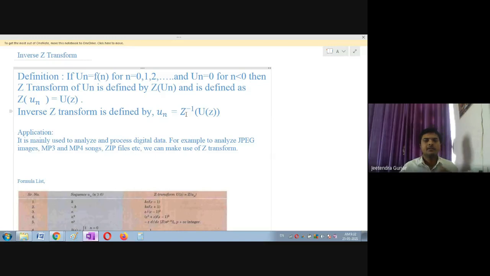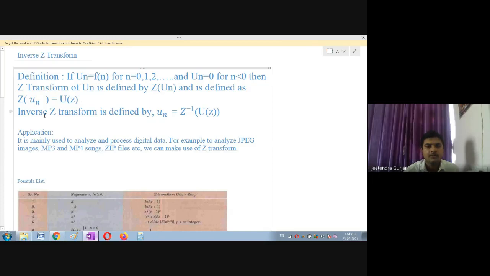So please note that the definition goes like this. If u_n is equal to f of n, that is the function for n equal to 0, 1, 2, and so on, and u_n is equal to 0 for n less than 0, then the Z transform of u_n is defined by Z of u_n, which is given by Z of u_n equal to U of z. So already we have seen the Z transform definition.